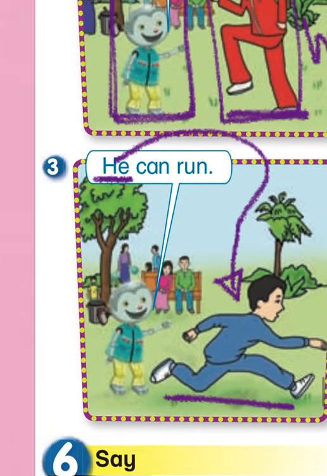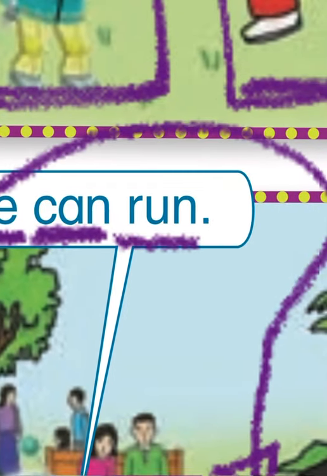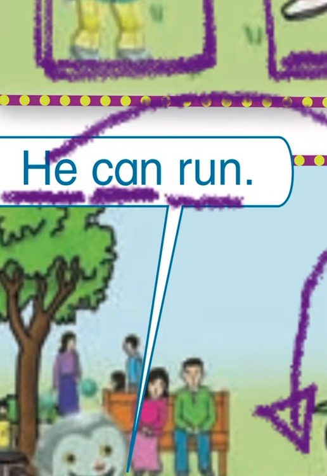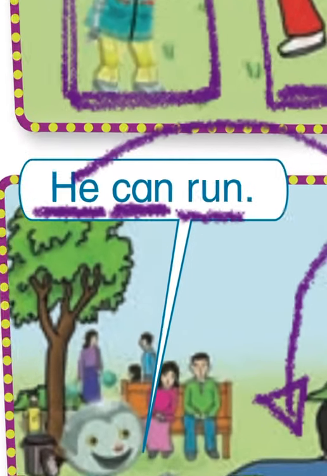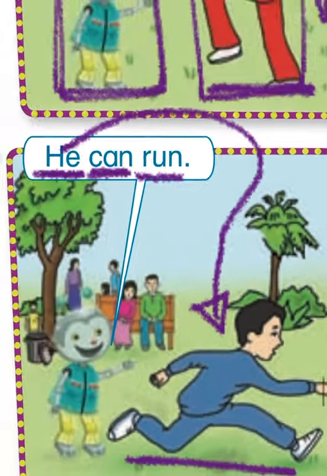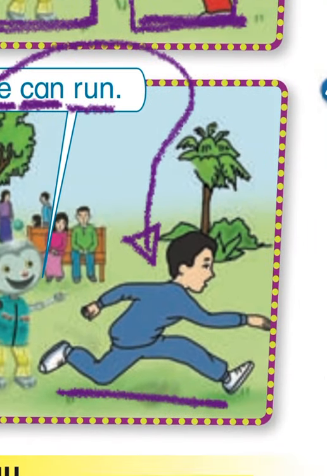Okay, robot says, he can run, R-U-N. He or she? He, excellent. He can run. R-U-N, he, because it's a boy.